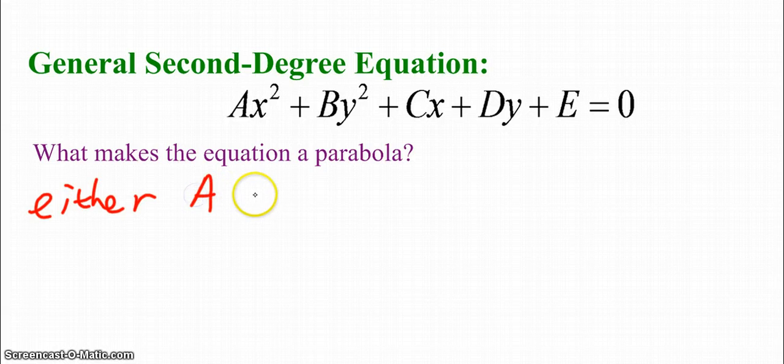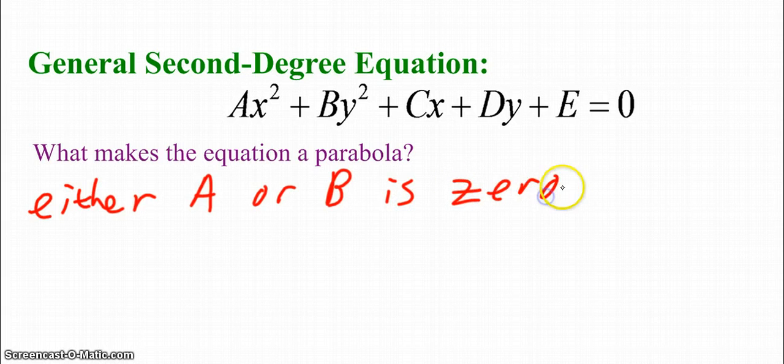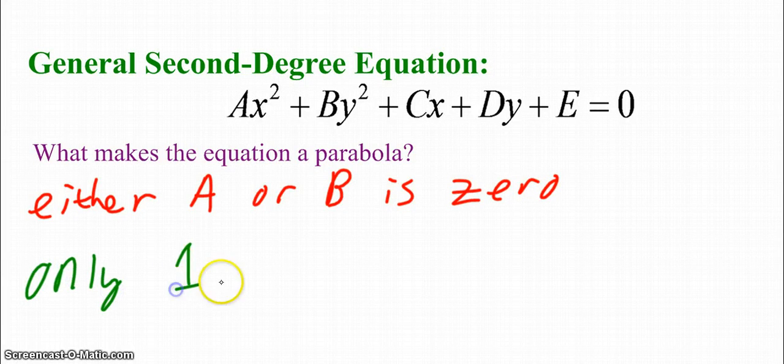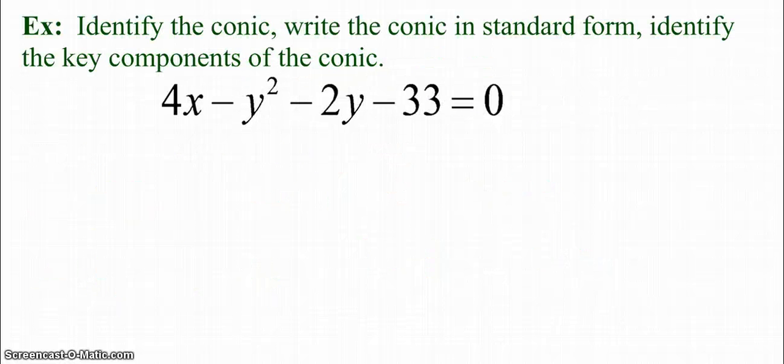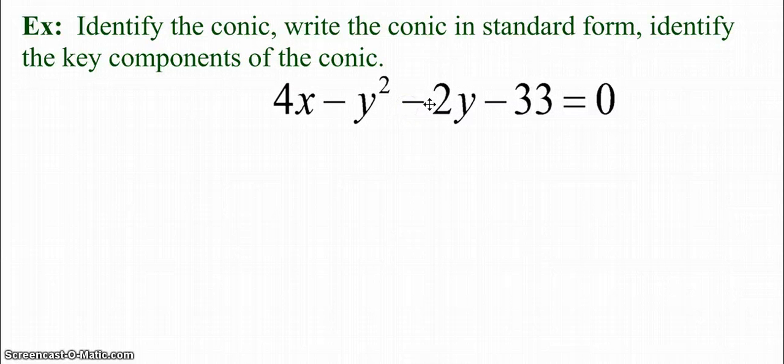Either A or B is 0, meaning only one squared term. So with a circle, an ellipse, and a hyperbola, you're going to have an x squared and a y squared. Where a parabola, you're going to have either an x squared or a y squared, not both. So if we look here, oh, look, I have just a y squared. Therefore, I know this is a parabola.